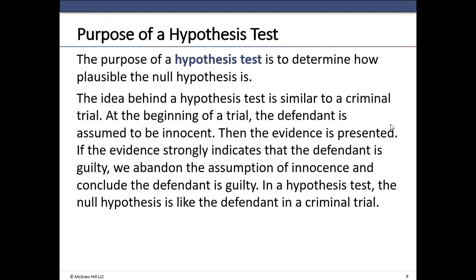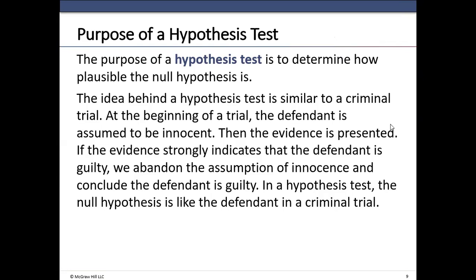Then evidence is presented. If the evidence strongly indicates that the defendant is guilty, not innocent, alternate H sub 1 colon mu not equal to innocent, we abandon the assumption of innocence. That means we reject the null hypothesis, which was H sub 0 colon mu equal to innocence. If there is enough evidence to support the alternate H sub 1 colon mu not equal to innocent, then what are we going to do?